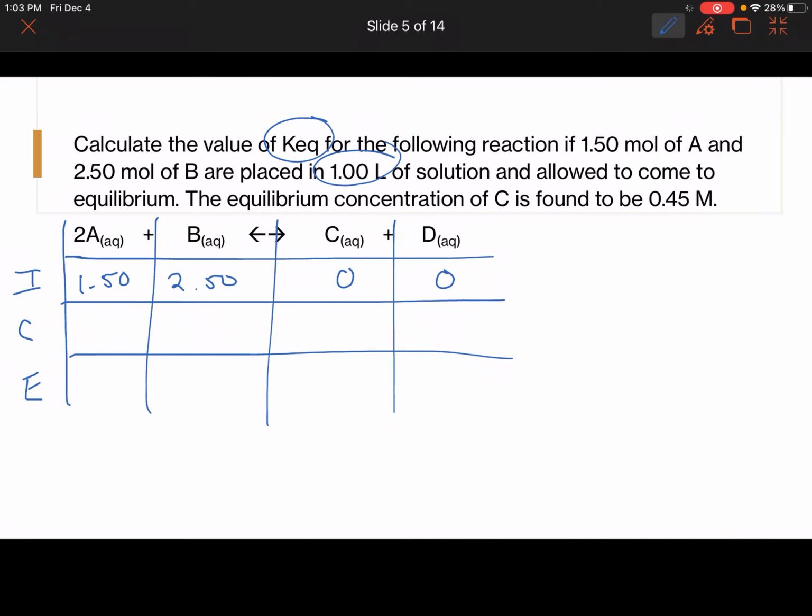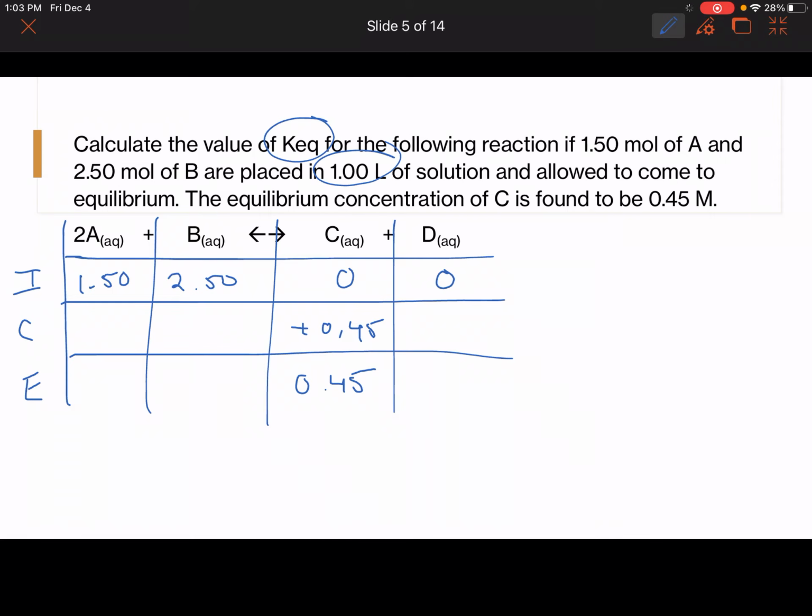Now, it says it's allowed to come to equilibrium, and we find out that the equilibrium concentration of C is 0.45 molar. So we're going to work backwards for this one. Looking at C, this is going to be the key to unlocking this problem. C goes from 0 to 0.45. So the change here is going to be plus 0.45.